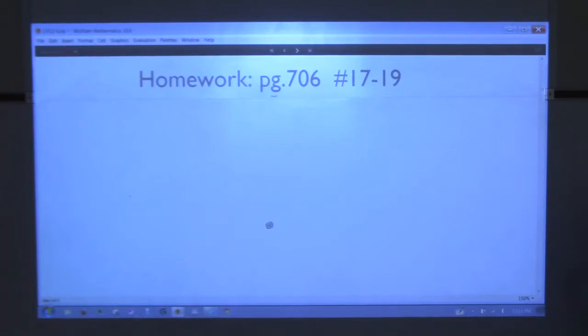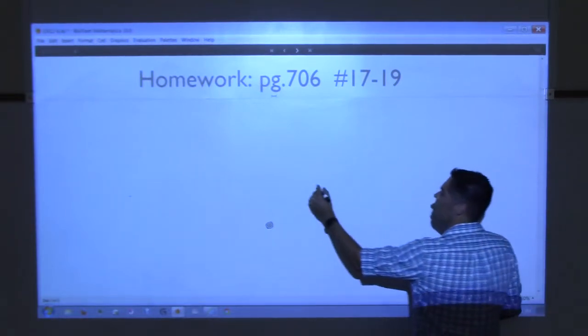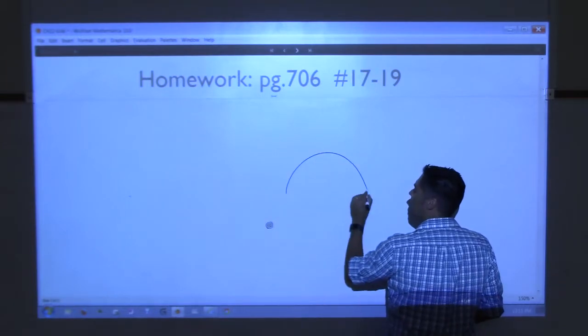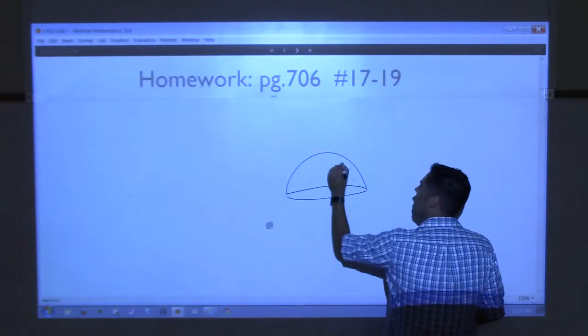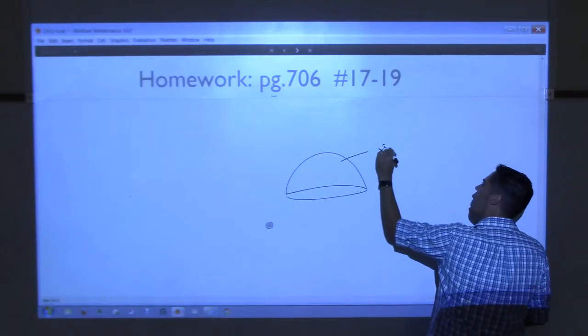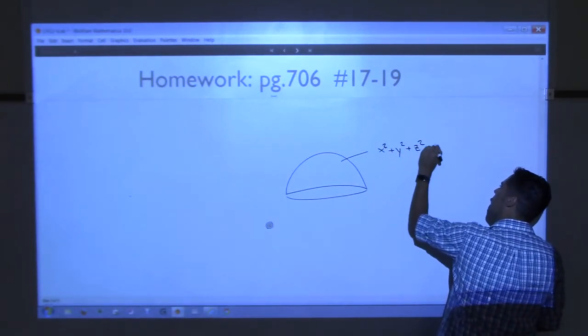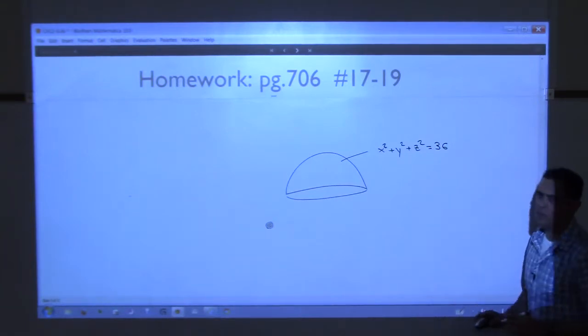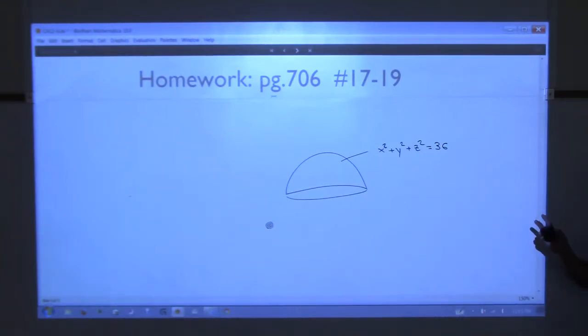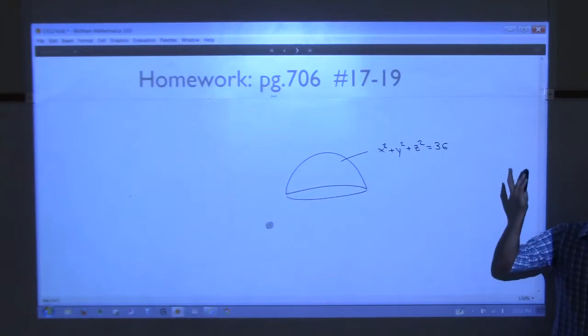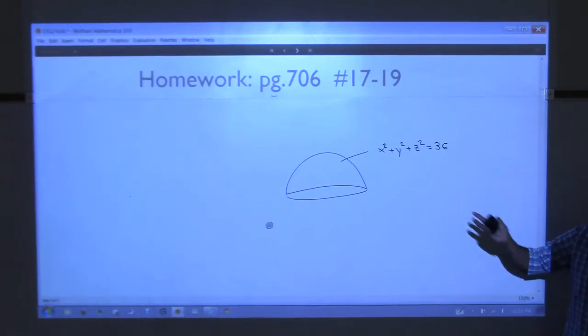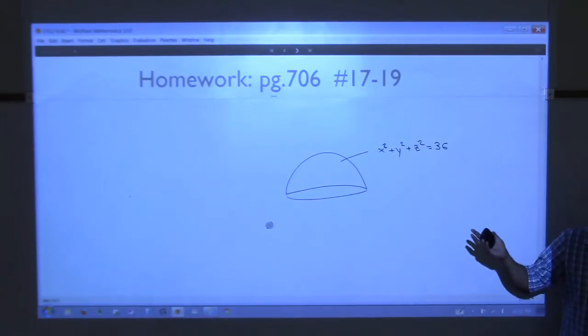Let's say we're trying to find something a little bit easier. Let's just do the top half of a sphere like this. Let's say that's x squared plus y squared plus z squared equals 36. So that's a sphere of radius 6. And let's say we're looking just above the xy plane, and we want the volume of that.